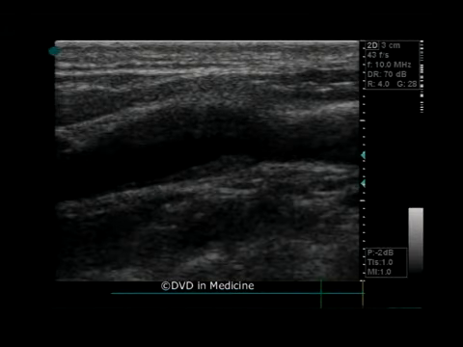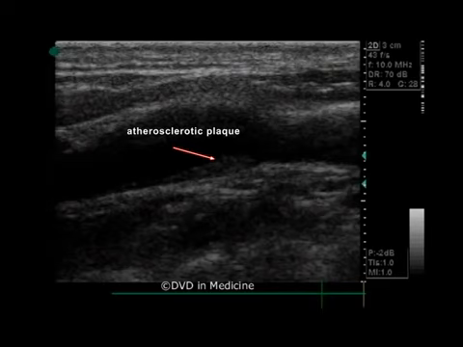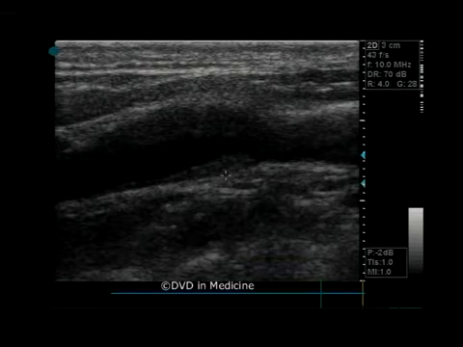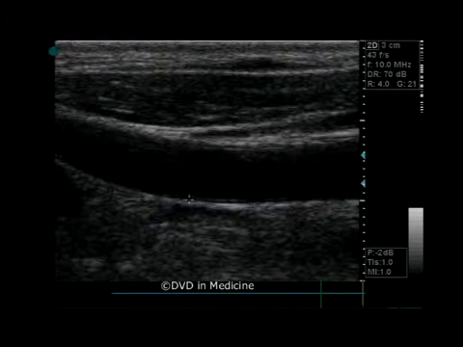It should be noted that an IMT measurement of less than 0.8 millimeters does not exclude the presence of atherosclerosis. It only indicates the lower risk of myocardial infarction. We have had many cases when the atherosclerotic plaque was seen on bifurcation, but the IMT measurements were in the normal range.